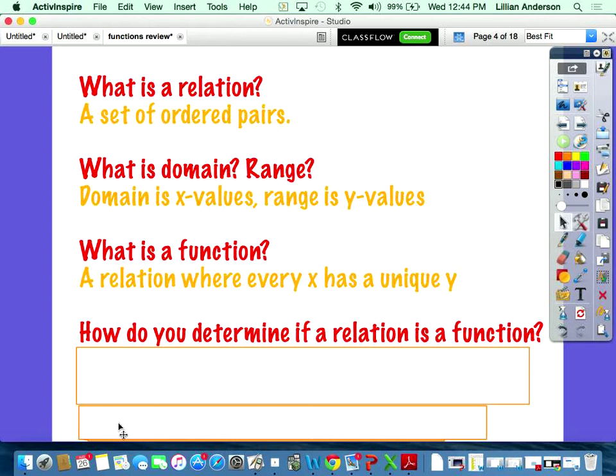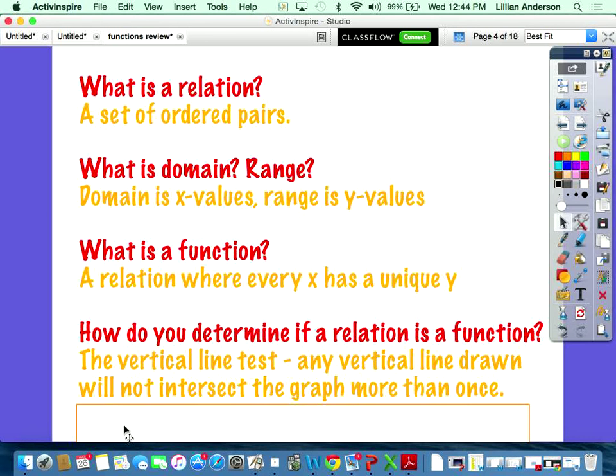And how do you determine if a relation is a function? Can't have multiple outputs. Yes, the line test. Which line test? The vertical line test. Very good. So basically a vertical line is drawn and will not intersect the graph more than once. Okay? Started off a little rocky, that's okay, but you got into it. You remembered. Good stuff.